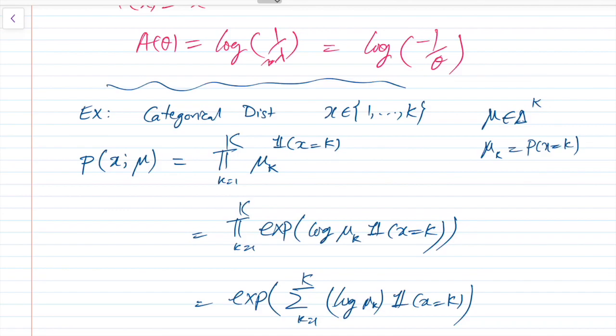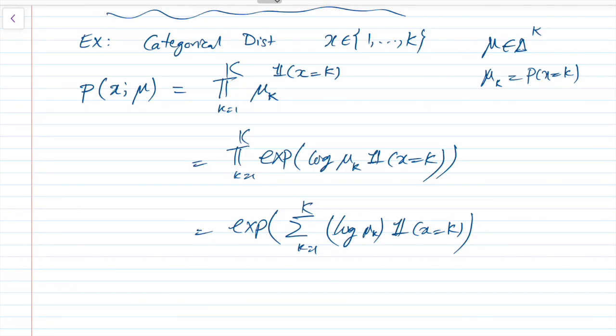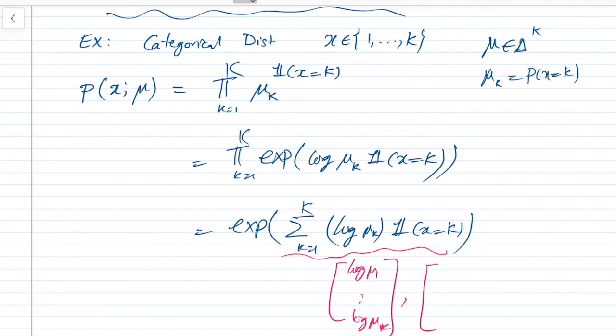I haven't done anything. I just brought that inside. So now, how does this one look to you? Yeah, vector product, exactly. So what should that vector product be? Vectors of log mu1 through log mu k, and the other one. Right, this is like a one-hot representation, right? So the inner product of this one-hot representation.